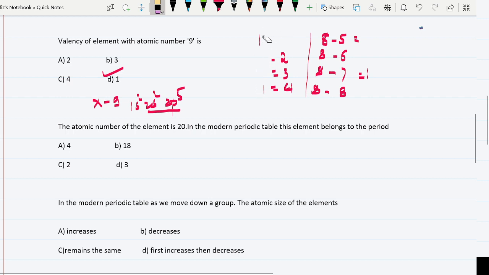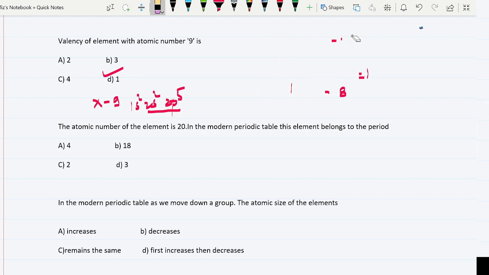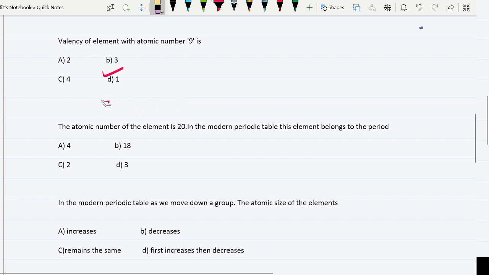Hope you all are getting the way to do all these questions. Pause and watch it carefully so that you understand the trick or the method here, which is very important in MCQ type questions.